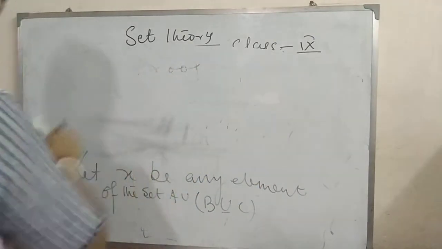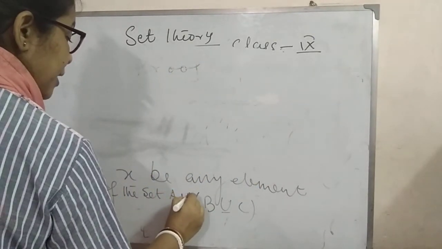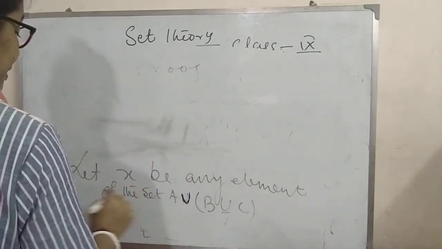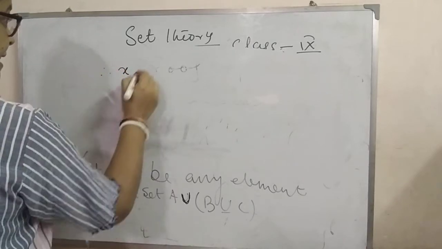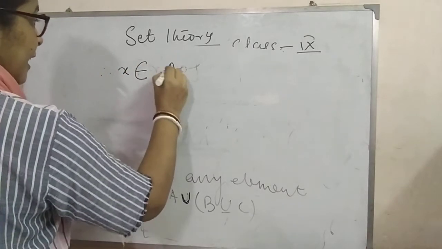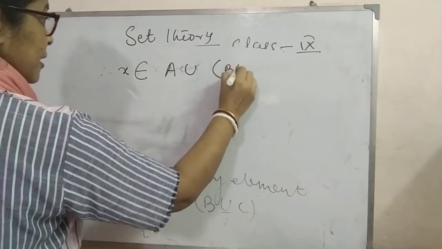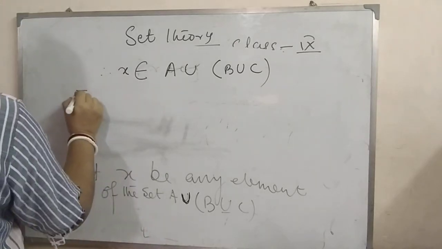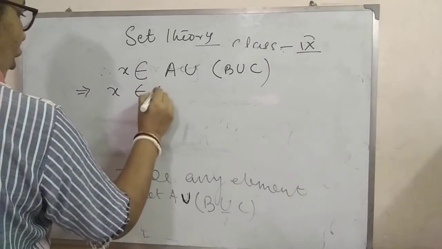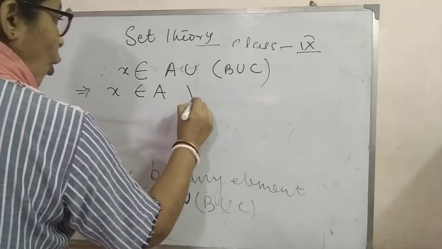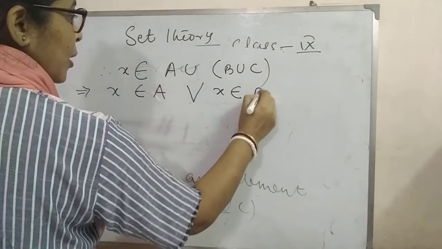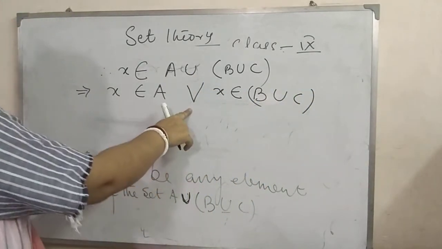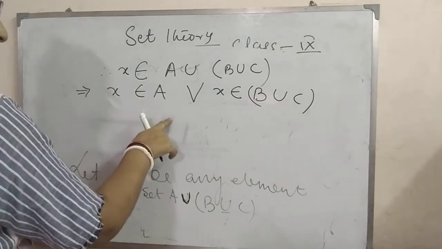So, I know the meaning of the notation union and intersection. So, I can write x belongs to A union (B union C). That means x belongs to A or x belongs to B union C. Union means or.